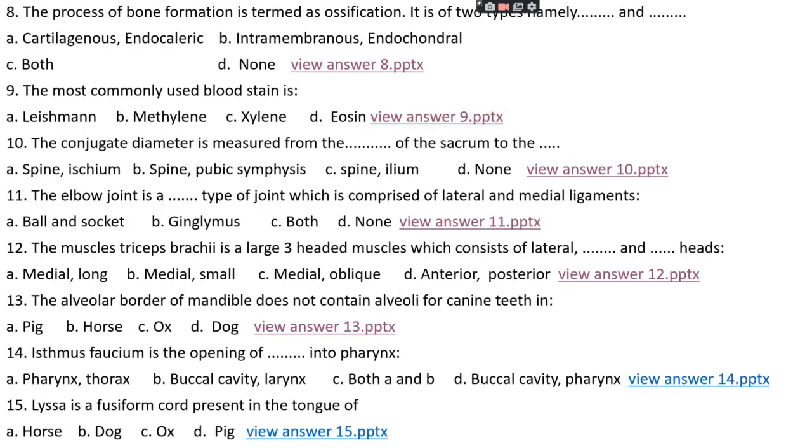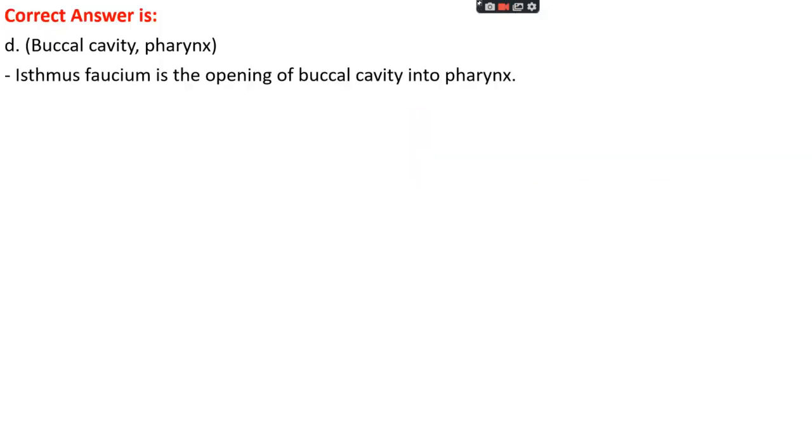Question number 14. Isthmus faucium is the opening of dash into pharynx. Option A, pharynx into thorax. Option B, buccal cavity into larynx. Option C, both A and B. Option D, buccal cavity into pharynx. The right answer is option D, that is the buccal cavity into pharynx. Okay. The opening of the buccal cavity into pharynx is known as isthmus faucium.